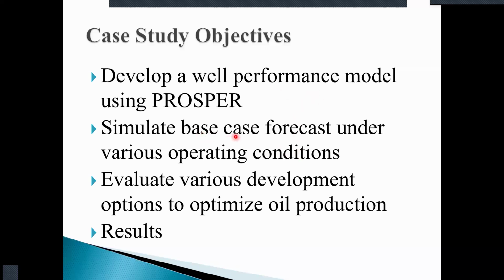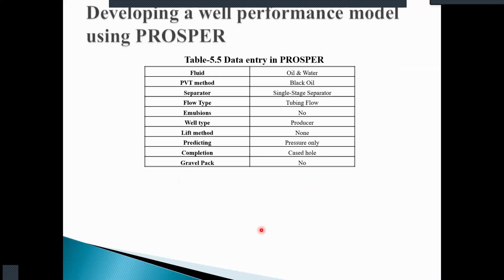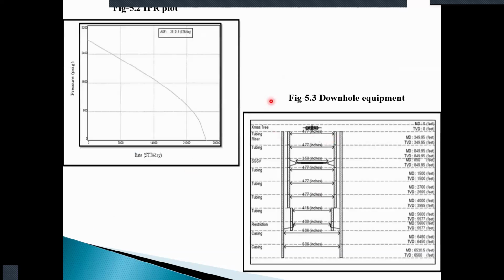We simulate base case forecast under various operating conditions, and we evaluate various development options to optimize oil production. So this is the data entry in Prosper, which you can go through from the previous slides. Everything is written: tubing flow, no emulsion, producer. This is the well completion diagram that Prosper generates for us when we enter the well equipment data.